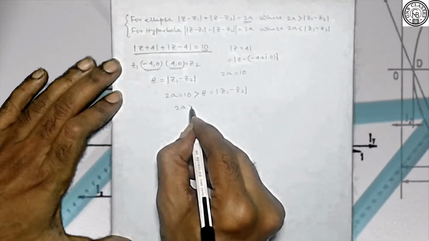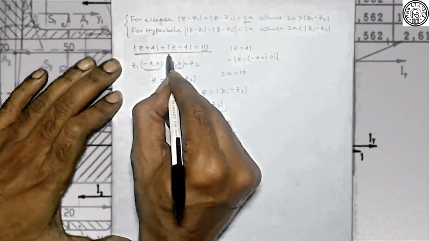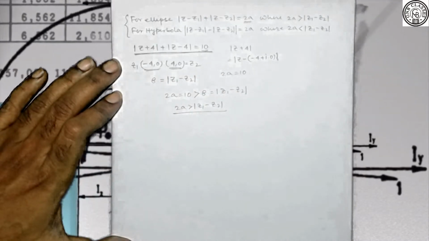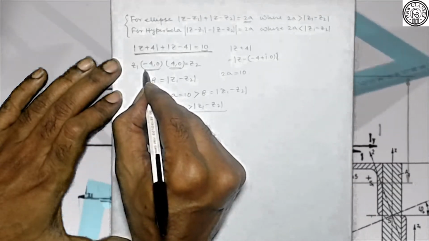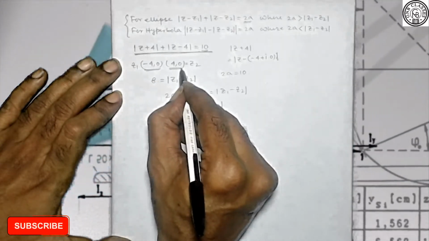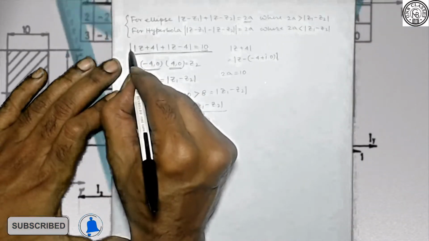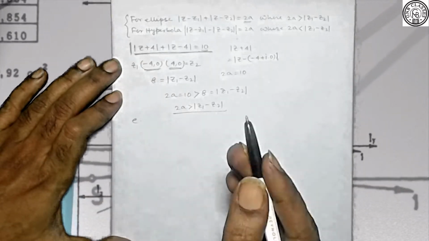That is, 2a is greater than mod of z1 minus z2 implies that this equation represents an ellipse on an Argand plane. Yes or no? Okay. Now, whose foci is at minus 4 comma 0 and 4 comma 0? Okay. Now, when we came to know that this is nothing but an ellipse, we can find out its eccentricity also. Let us check.